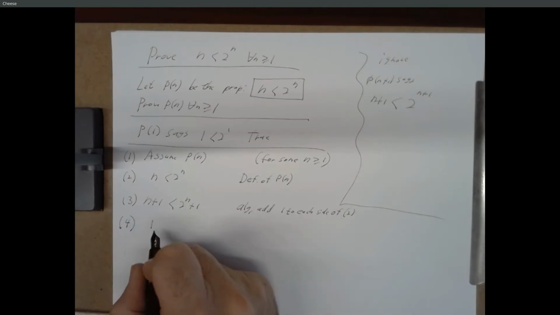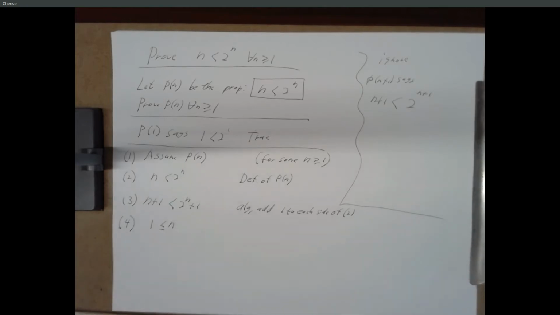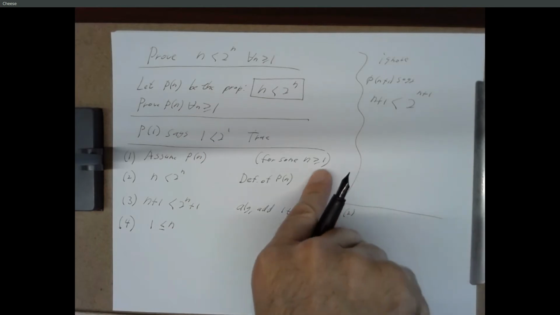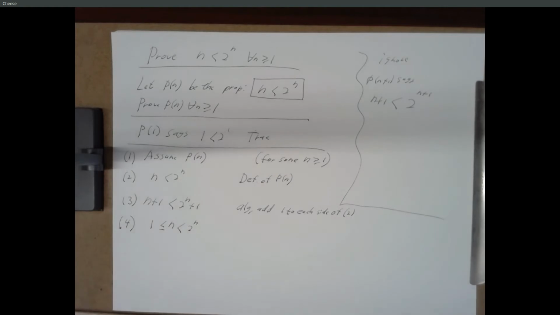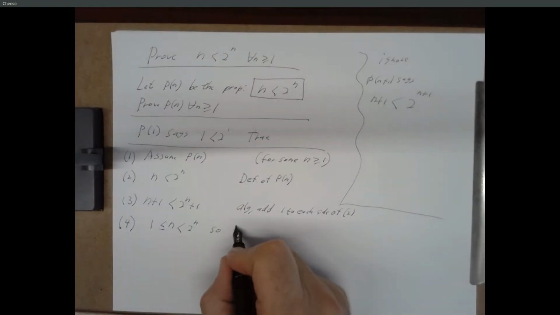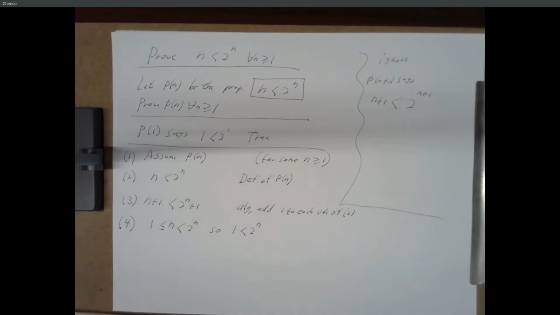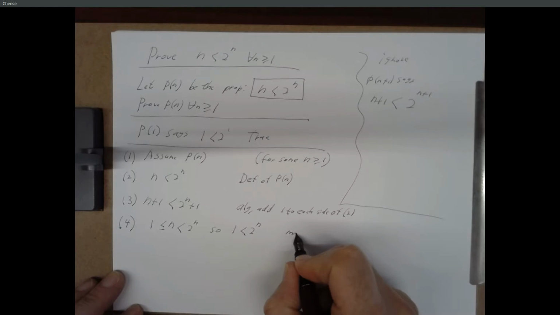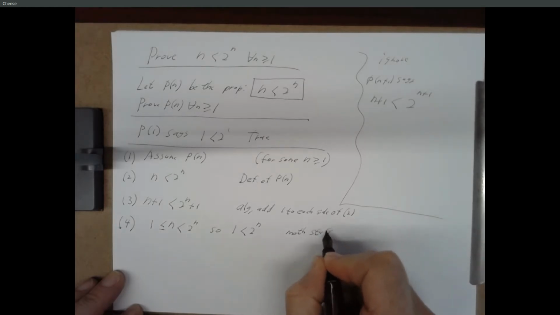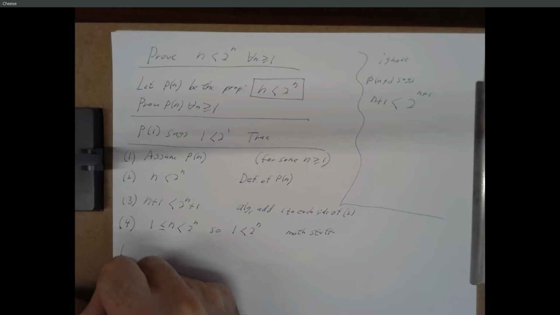Well, I also know that 1 is less than or equal to n, because I'm assuming some n which is bigger than or equal to 1. And I know that n is less than 2 to the n, because we already stated that in statement 2. So in particular, 1 is less than 2 to the n, because that's how less thans work. 1 is less than or equal to n, which is less than 2 to the n. So 1 is less than 2 to the n. That's just math stuff. It's the Latin term for it.